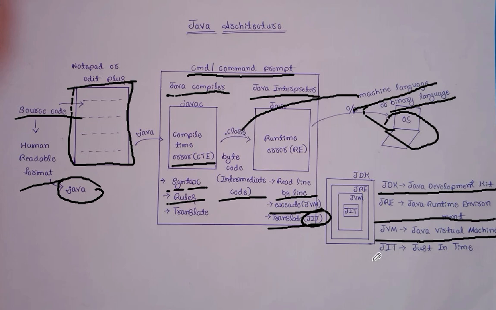And JIT stands for Just in Time. It is responsible for translating the .class file into machine language. We also say that Java is a platform independent language because JRE is present in all the electronics devices, so we can execute the .class file in all the electronics devices which contains JRE. That's why we call Java as a platform independent language.